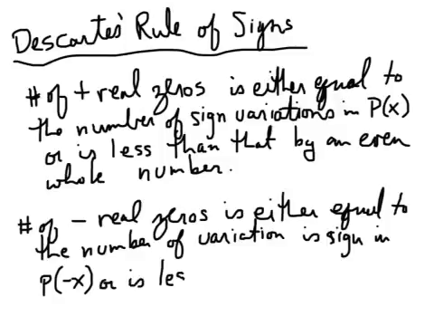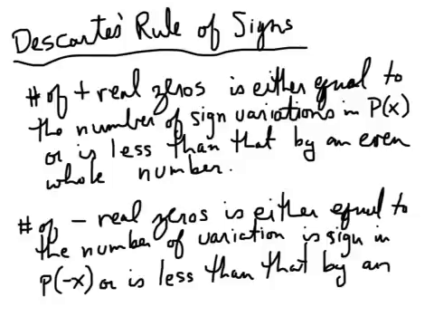Or is less than that by an even whole number. So it works very similar to what we just talked about with the positive ones, but that's Descartes' rule of signs. That's how it's listed anyway.